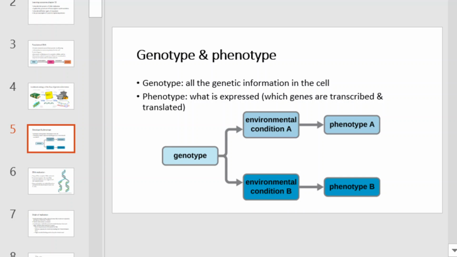Genotype and phenotype. The genotype is all the genetic information that is stored in the cell, while the phenotype is what is expressed. So as genes are transcribed and translated, the proteins they produce make something that we can see outwardly. That is your phenotype.